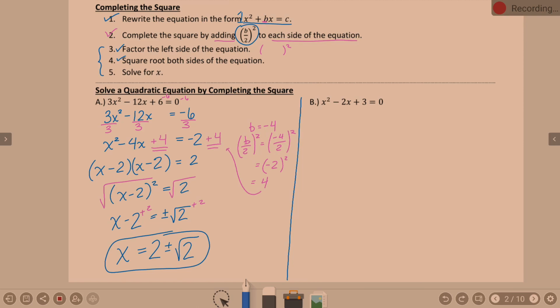So, what are you looking at? B. X squared minus 2x plus 3 equals 0. So, start over on your steps, right? Step 1. Rewrite the equation in the form x squared plus bx equals c. My c value needs to move, doesn't it? So we are going to subtract 3. Good.